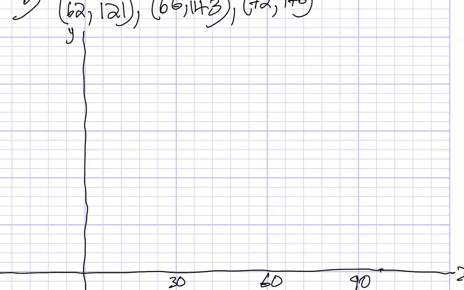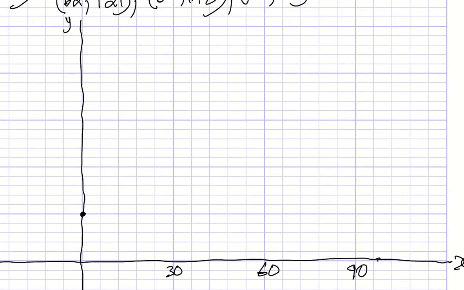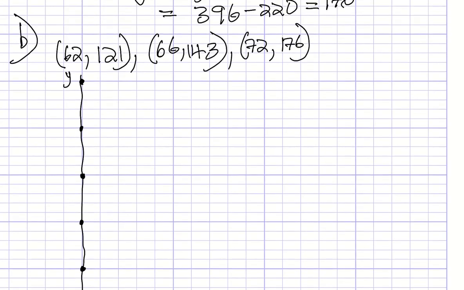The highest we'll have is 176. 1, 2, 3, 4, 5. Let's say if that's 30, this is 60, 90, 120, and 150. So we need more space.